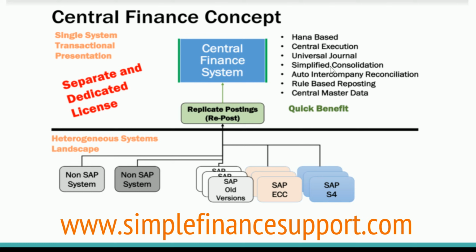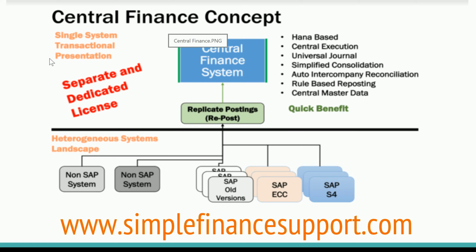Here one important aspect that we have to see is rule based posting, like depending upon certain rules that you define, based on those rules it automatically gets posted into the central finance system. So it's a rule based system, and then you can have a central master data so that you don't require to have the master data for every single system in the central finance system. You can have a central master data, and then you can map into the source systems. And when the transactions are happening in the source systems, this transactional data is reflected in the central system.